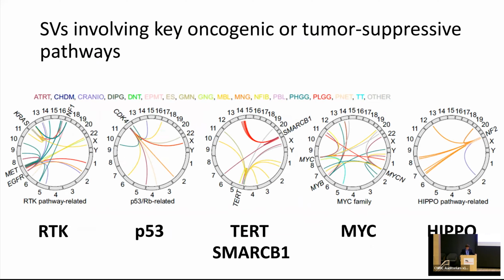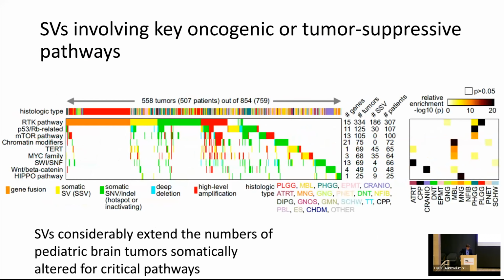So there would be a breakpoint nearby these genes. And these genes would fall into some general pathway categories, including receptor tyrosine kinase, P53, RB, TERT, SMARCB1, MYC, and Hippo. And the oncoprint here would catalog the somatic alterations for genes falling within any one of these major pathways listed. So if a gene within this pathway had a somatic alteration, we would catalog it as such in this plot.